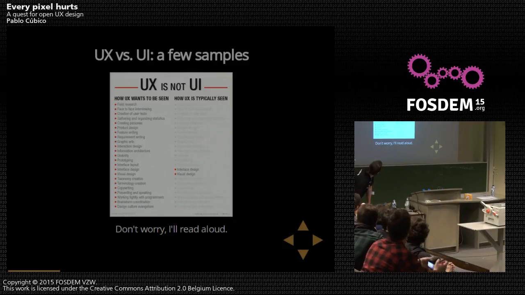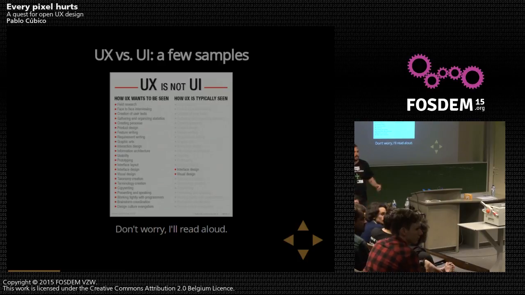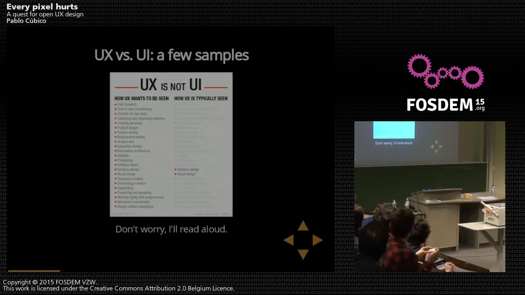This was a list from a blog of all the things that UX claims to be. I don't know if I agree 100% with this, but it's interface design, layout, prototyping, usability, information architecture, graphic art. This is just an example of the many things that UX is, and the few things that people think it is, which are just interface design and visual design.